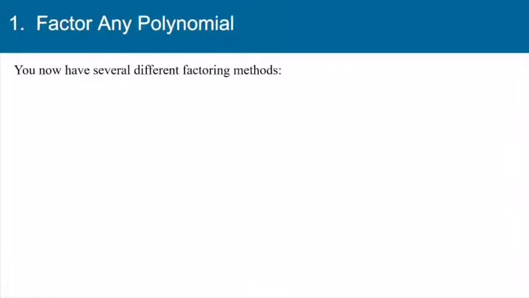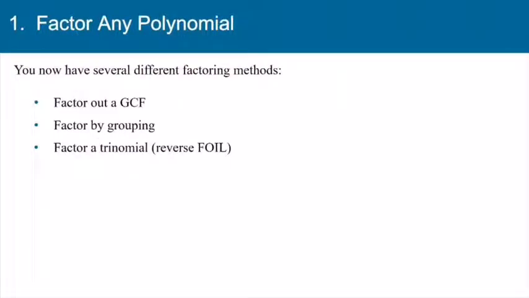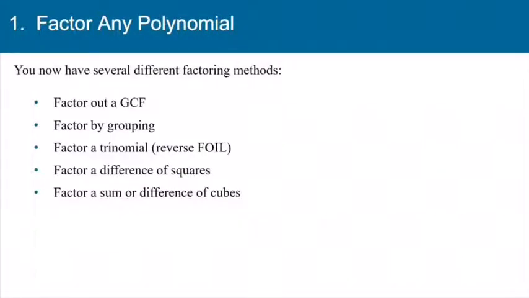Let's look at where we've been. We first learned to factor out a greatest common factor, or a GCF. And then we talked about how to factor by grouping. Then we talked about how to factor a trinomial, what we called reverse FOIL. And then we talked about in the last section how to factor a difference of squares and how to factor a sum of cubes or a difference of cubes.